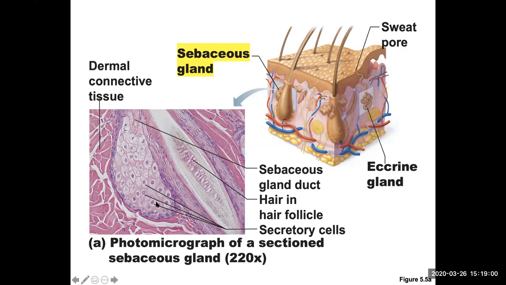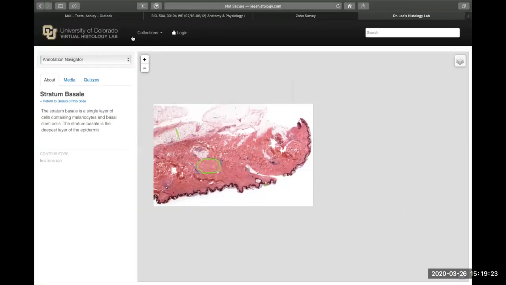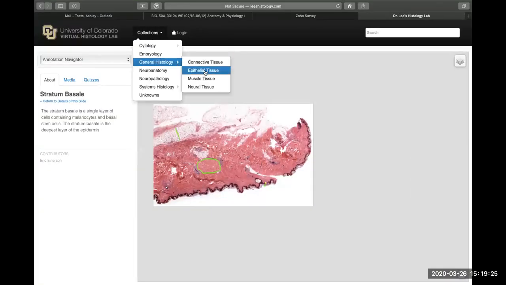We've got secretory cells down here. So these are the guys that are actually producing the oil. And here is our hair root, right? In the hair follicle. So this is a sebaceous gland that is associated with the hair follicle. Cool.